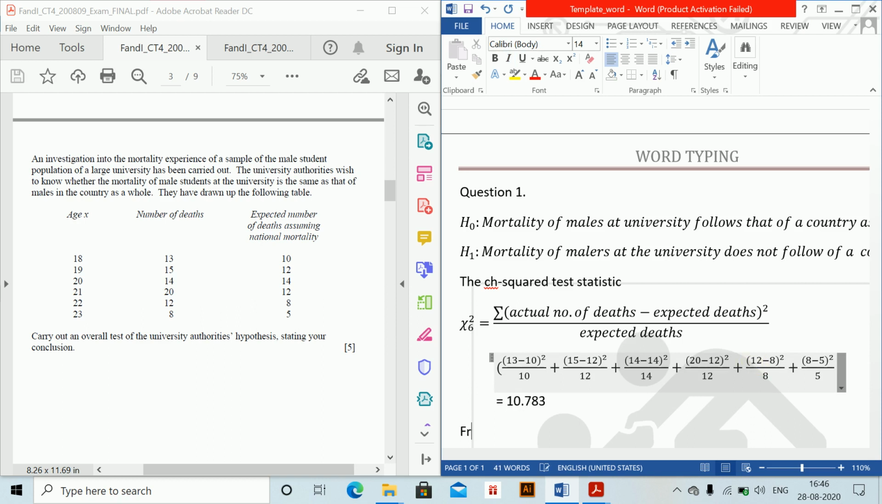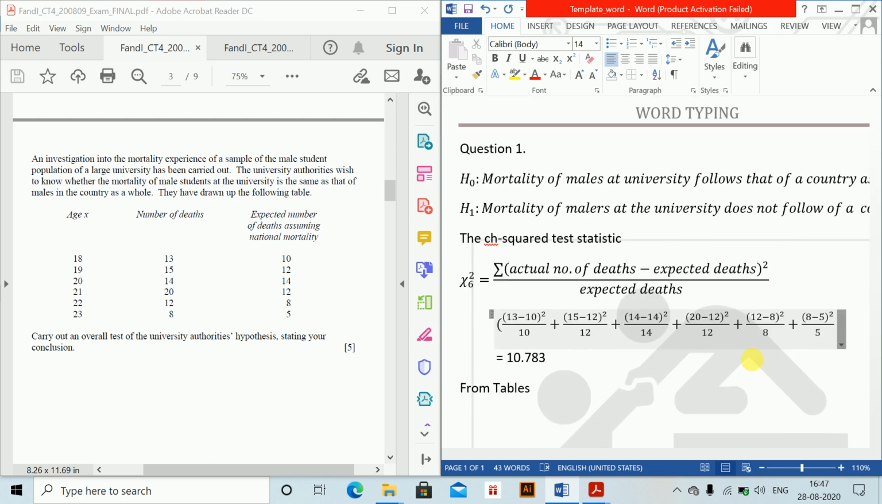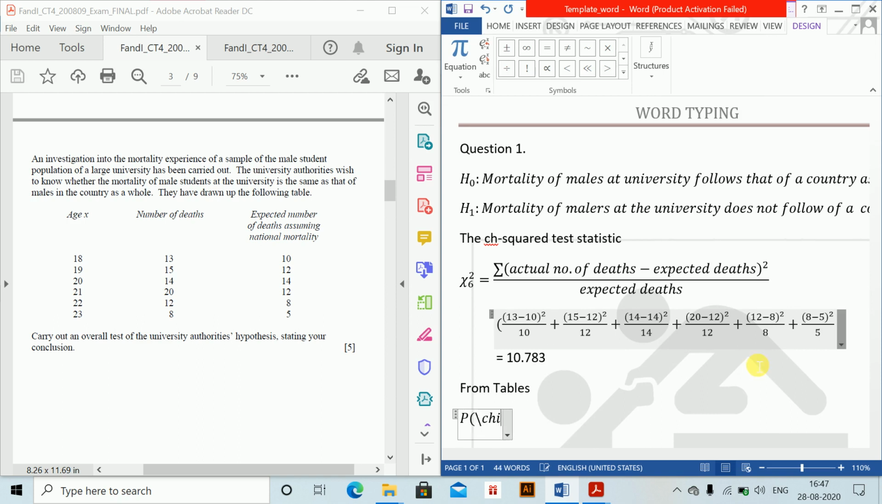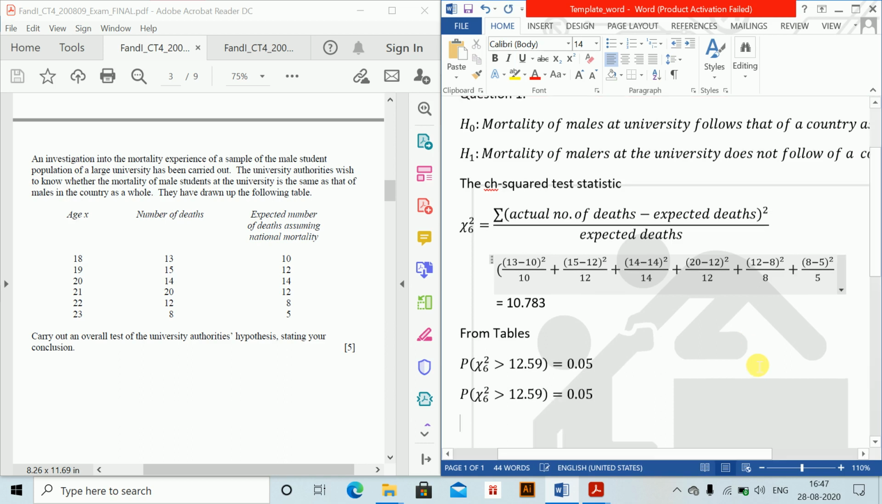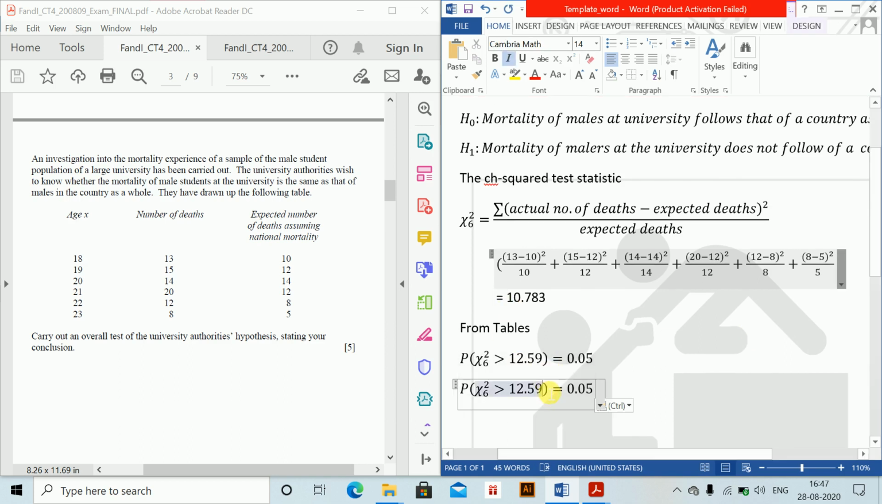Okay, from tables we have the probability of chi-square 6 greater than 12.59 is equal to 0.05. So for 5% significance level the value is 12.59, and for 10% significance level the value is 10.64.